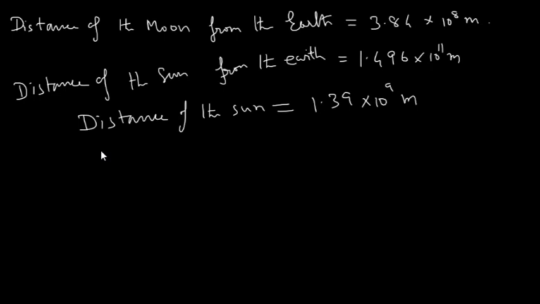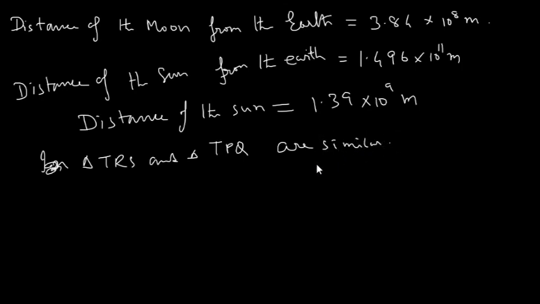It can be observed that triangle TRS and triangle TPQ are similar, hence we can write, therefore we can write PQ upon RS is equal to VT upon UT.